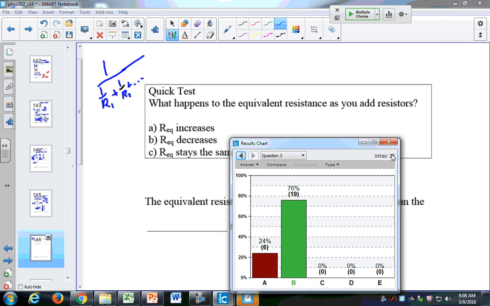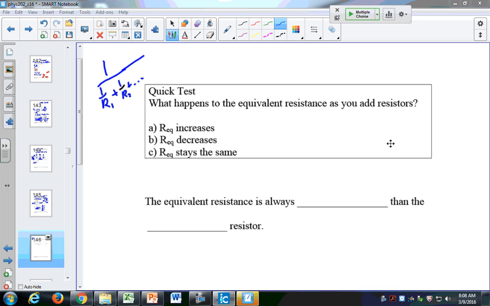Okay, B is right. The equivalent resistance decreases. If you don't believe me, just put in some numbers. 1 over a third plus a third would be 1.5, right? 1 over 2/3 is 3/2. 1 over a third plus a third plus a third would be 1. So as I add additional resistors, my equivalent decreases.